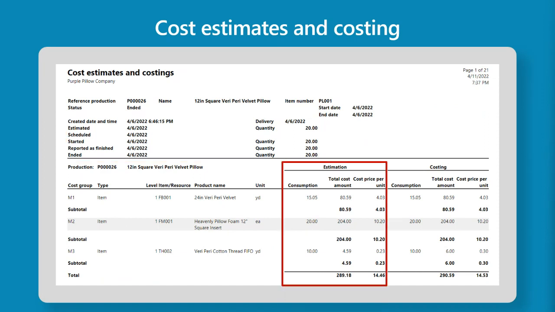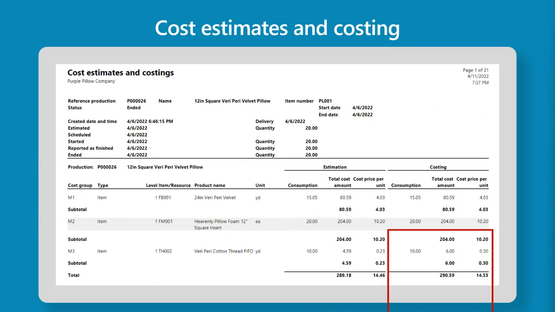The estimation area of the report shows the values from the estimation process of the production order. This is typically the same as the cost calculation for the item, unless you modified the BOM or the route on the production order directly. The costing section on the report shows the actual cost that is consumed in the production order, resulting from picking lists, route and job cards, and report as finished journals.